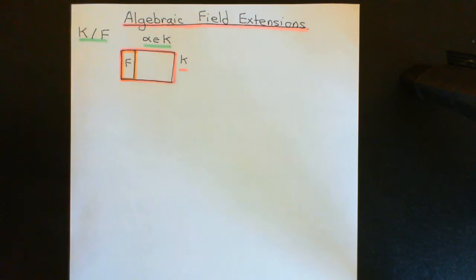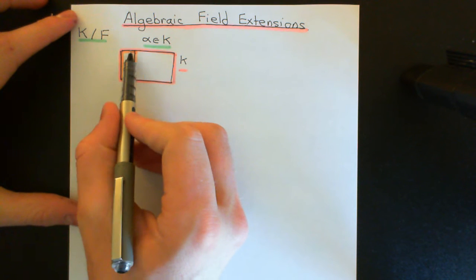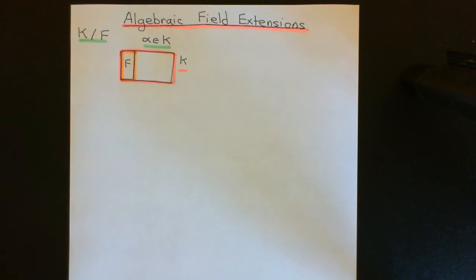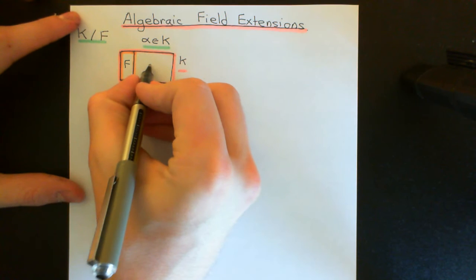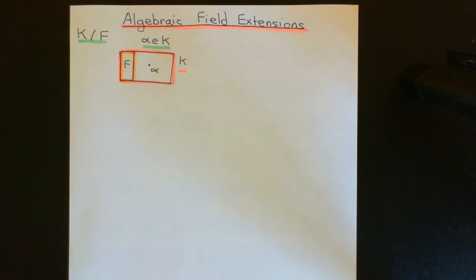So alpha can be any element of the larger field, capital K. It could be in the smaller field, capital F, because after all, the smaller field, capital F, is a subfield of capital K, so all of the elements of capital F are in capital K, or it could be outside of F. For the sake of this picture, I'll just draw it outside of F, but it could be in F.